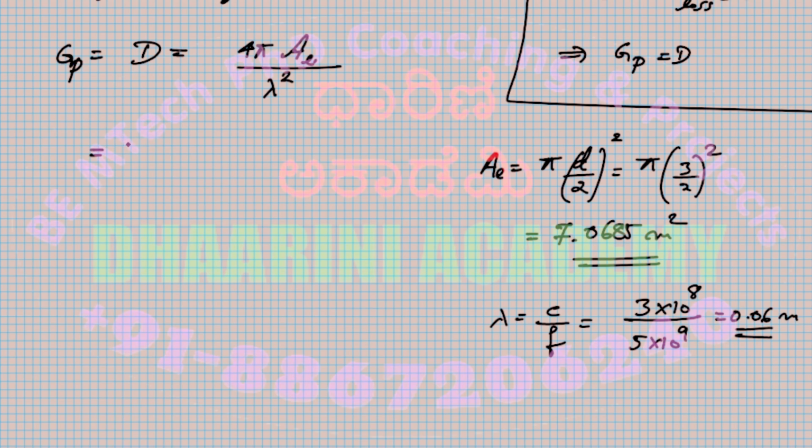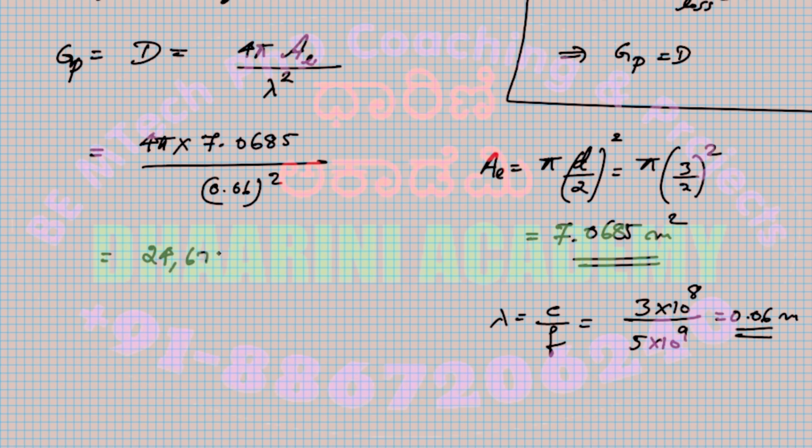Okay, substitute this. So GP is equal to 4 pi into the aperture, that is 7.0685 divided by lambda square, 0.06 the whole square. Okay, so the power gain of this particular antenna is something around 24,673.7. Okay, sometimes they ask even in the decibel scale. Anyway, we can convert that. All right. I'll move further.